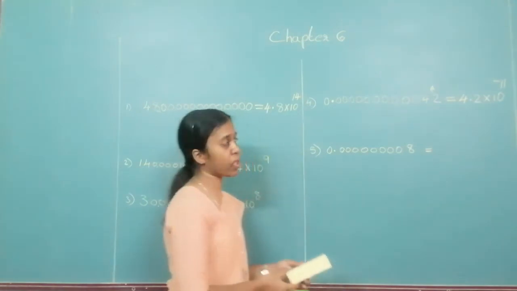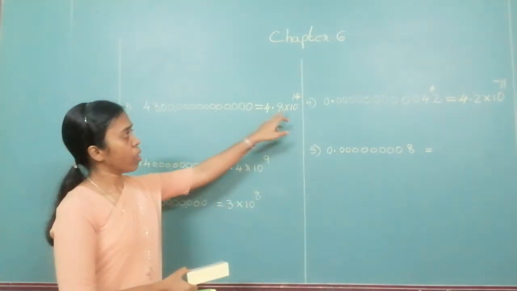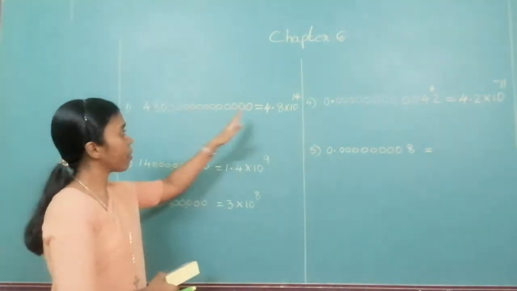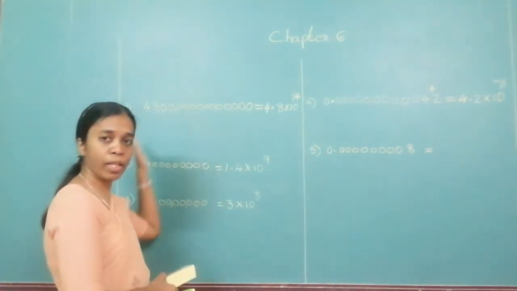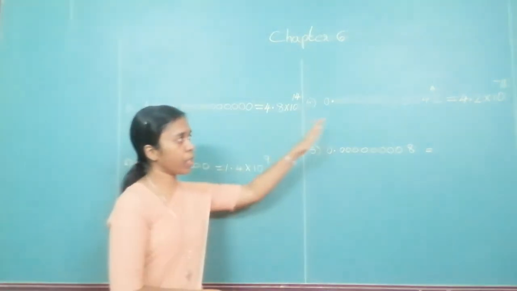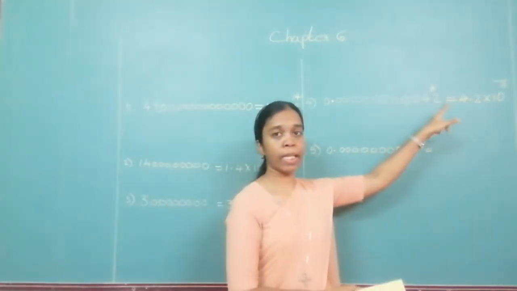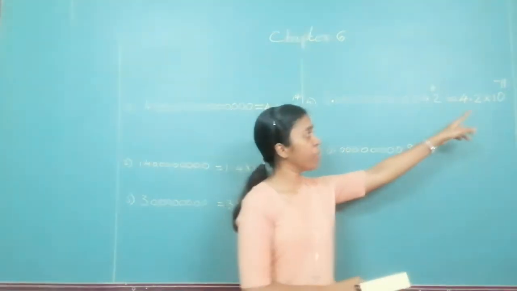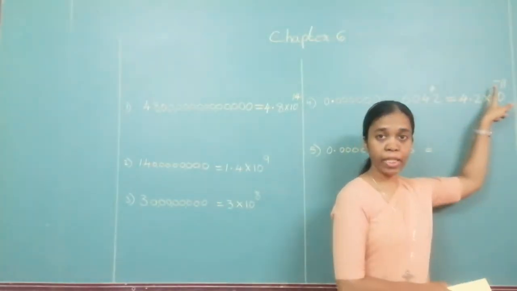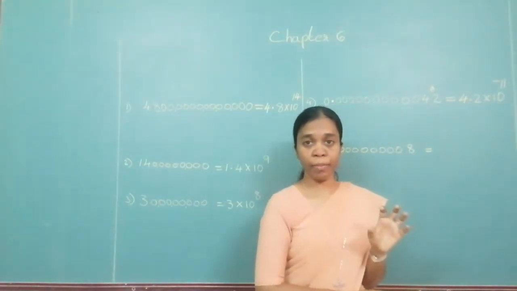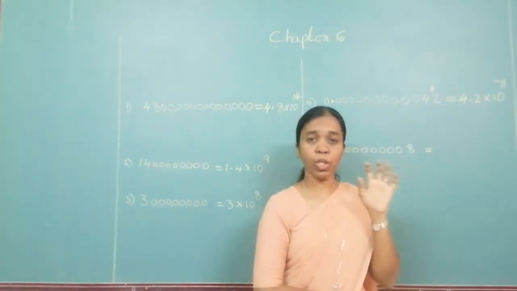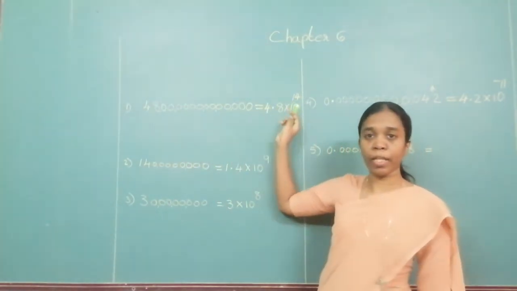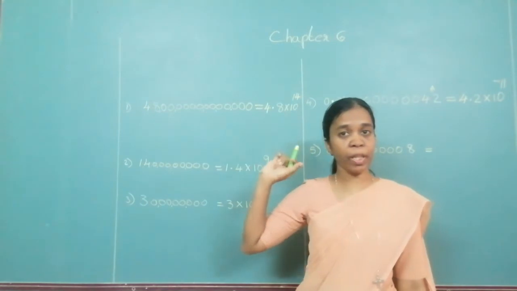Can you see the difference in both the cases? This index is positive. Why? Because I have taken the decimal from right side to the left. Here, the index is negative. Why? Because I have taken it from left to the right. When the index is negative, it shows that the number is so small. When the index is positive, you can see that the number is very big.